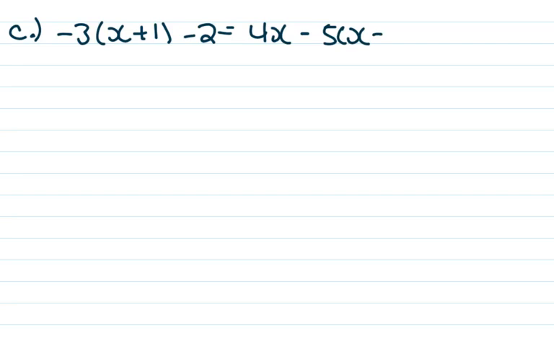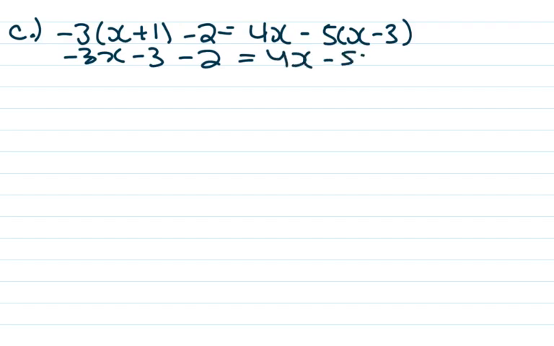C. Negative 3 times (x plus 1) minus 2 equals 4x minus 5 times (x minus 3). So first I'm going to expand out, and I'm left with negative 3x minus 3 minus 2 equals 4x minus 5x plus 15. See what I did there?